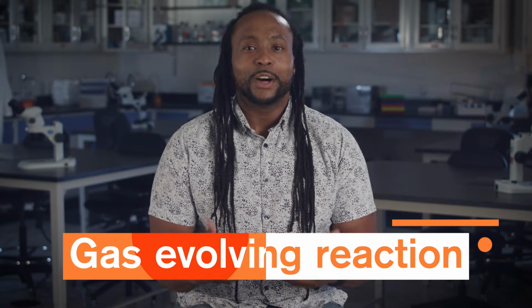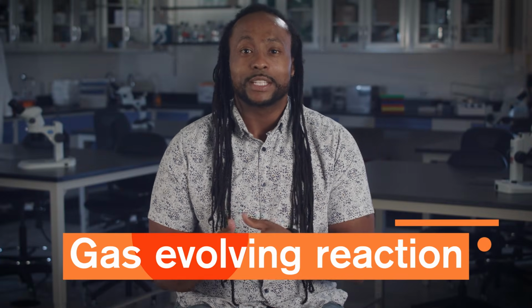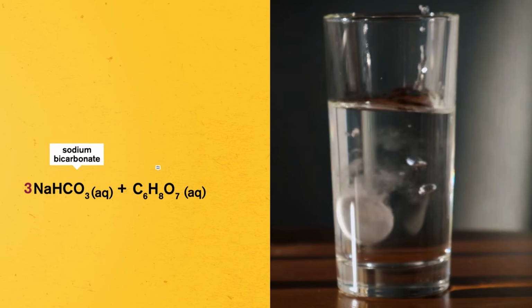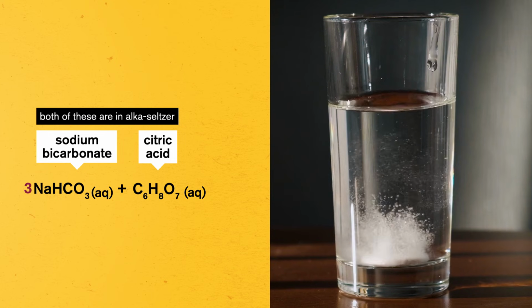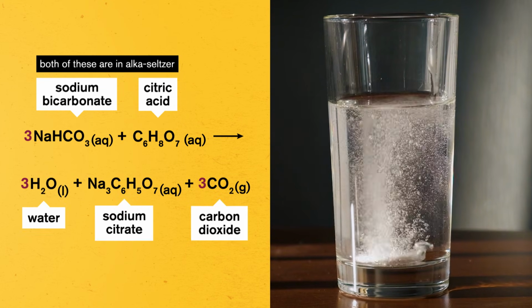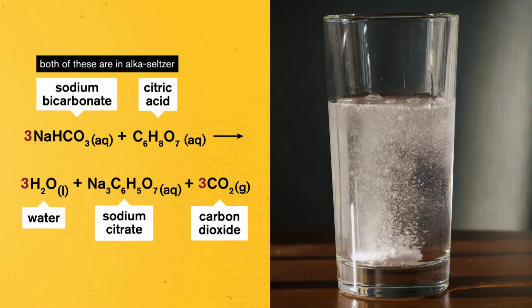In some situations, we might classify a reaction not by how its components interact, but by the products it forms. A gas-evolving reaction, which can produce a gas or a liquid and a gas, is one such case. If I take this Alka-Seltzer tablet and place it in my glass of water, it will bubble and fizz as the bicarbonate and citric acid react in the water and produce carbon dioxide gas.